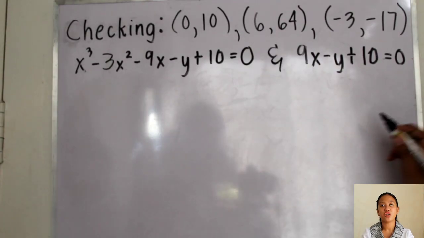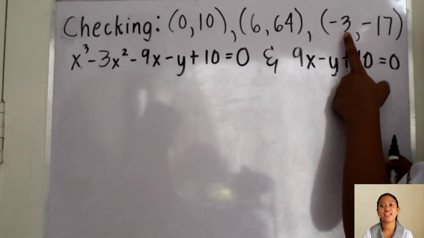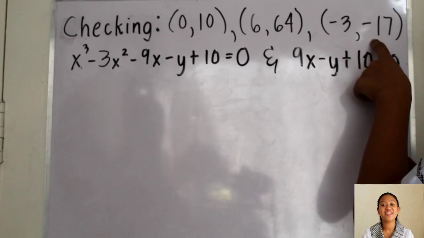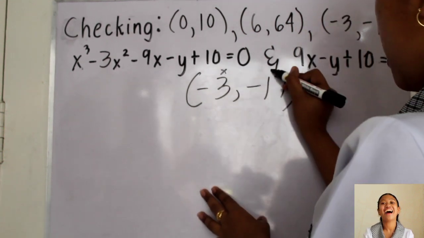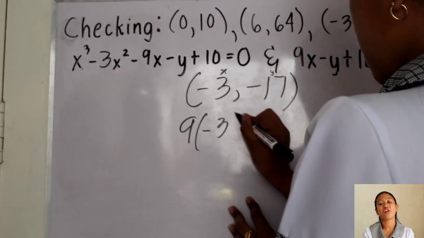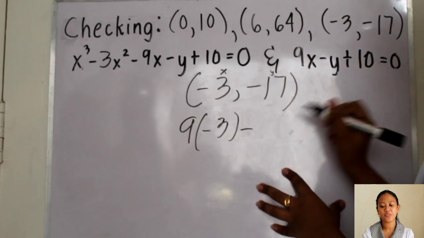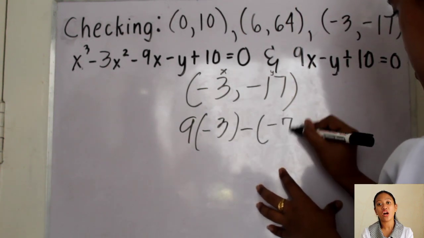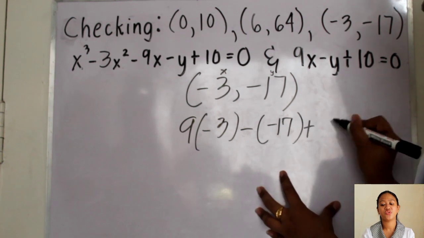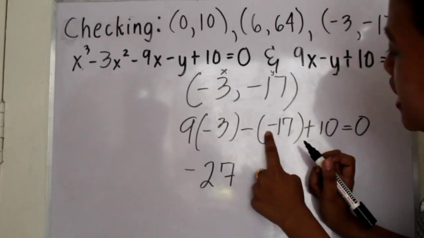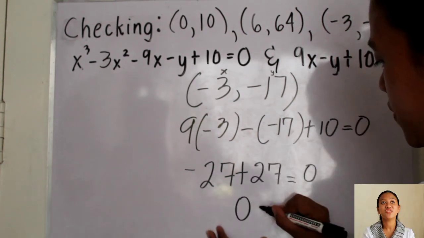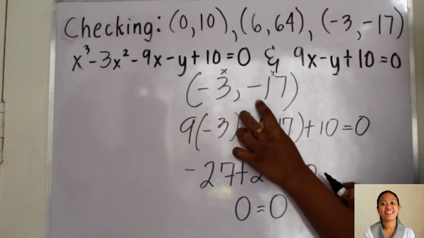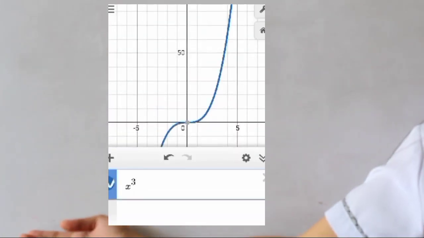So now, we're going to check the solution set in the second nonlinear equation. We're going to replace the x with negative 3 and the y with negative 17. Replace the x with negative 3. Copy the negative sign. So our y is negative 17. The solution set of negative 3 and negative 17 is correct. We will be using the Desmos app to graph our equation.